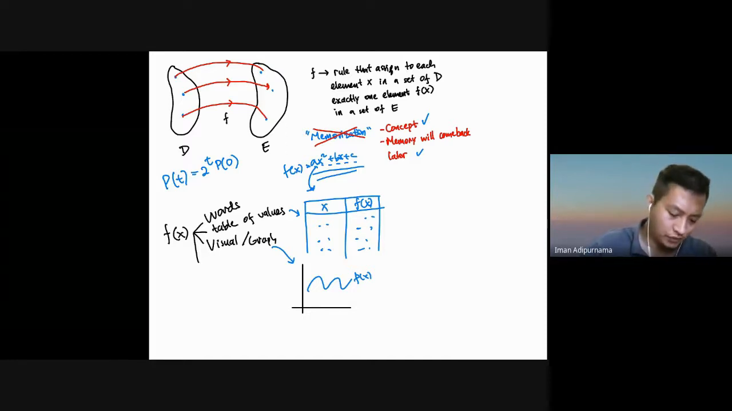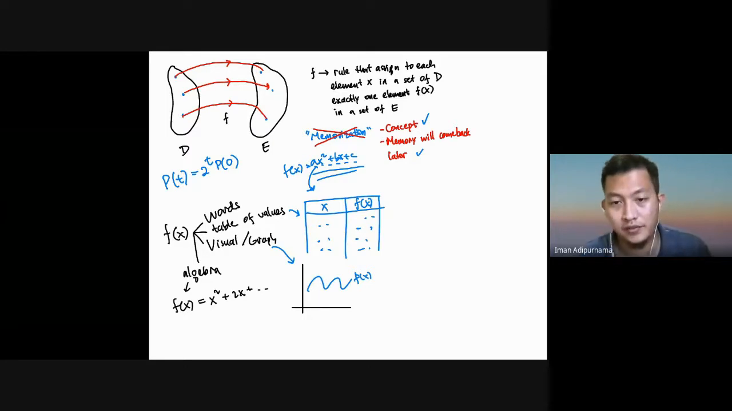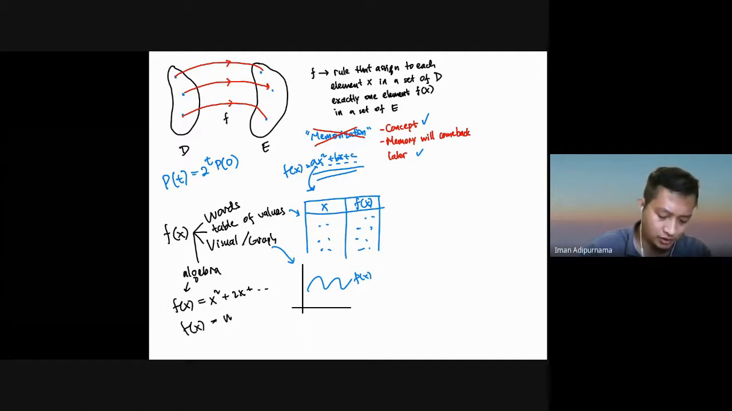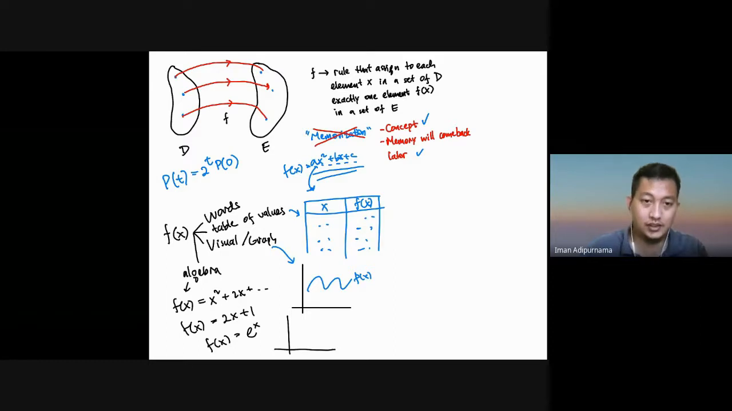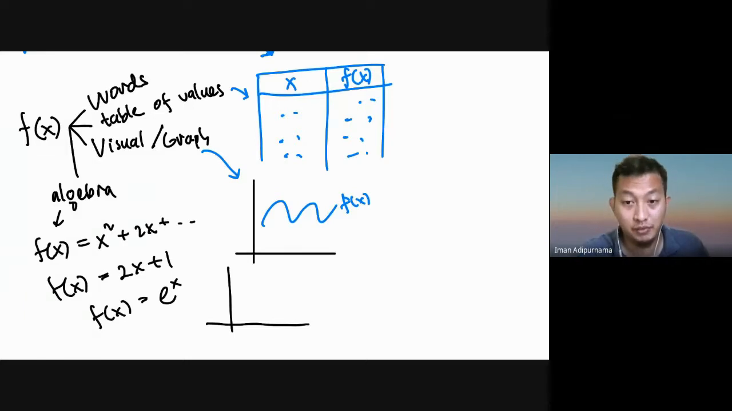The fourth one is by algebra. Of course, when you see this kind of function, x squared plus 2x plus something, you will know that this is a quadratic function, and you know how quadratic functions look. Or if you have a simple linear equation like 2x plus 1, you know this is just a simple line, because you have learned it before. Or if you have, for example, e to the x, you will know that it is exponentially increasing.